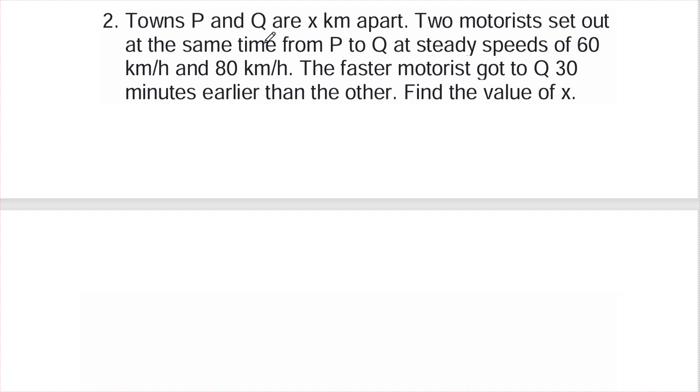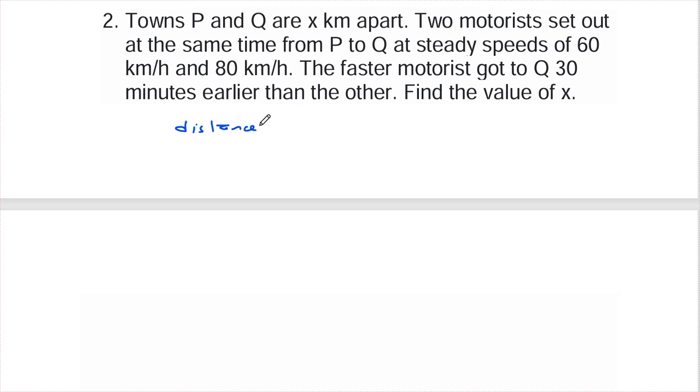This one now has to do with distance, does not have anything to do with bearing, but we can quickly answer this. It says towns P and Q are X kilometers apart. Two motorists set out at the same time from P to Q at steady speeds of 60 km per hour and 80 km per hour. The fastest motorist got to Q 30 minutes earlier than the other. Find the value of X.